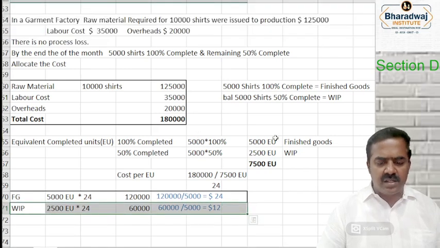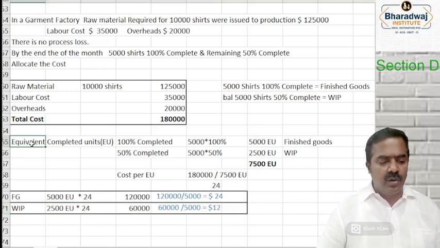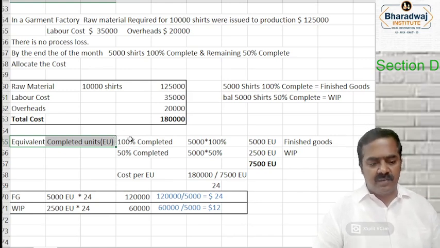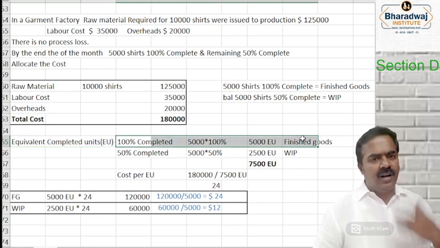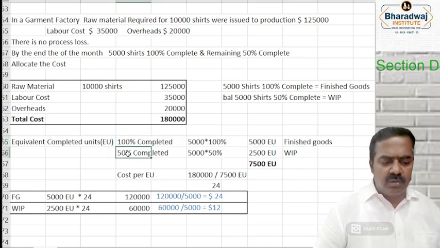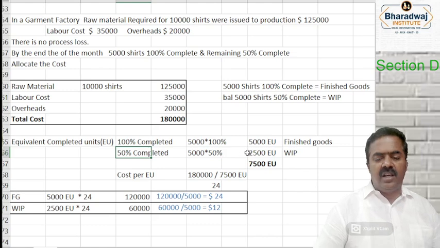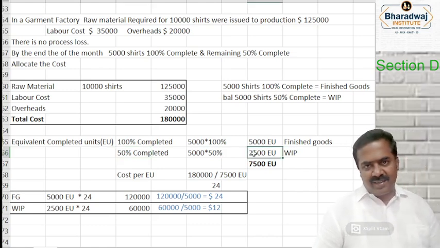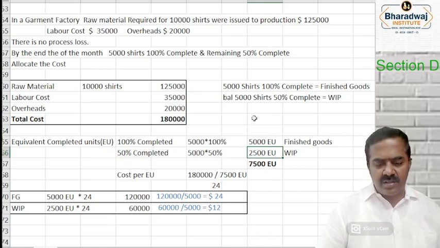So from this we understand a concept called equivalent unit. What do you mean by equivalent unit? Equivalent to that of completed units. If the work is 100% complete, that is a full unit. If the work is 50% complete, that is equal to 2,500 complete units. So what is an equivalent unit?